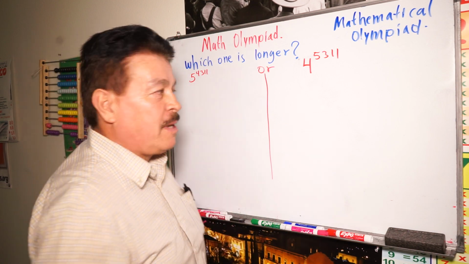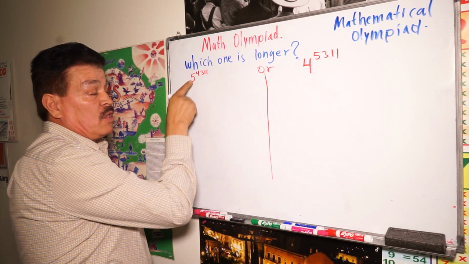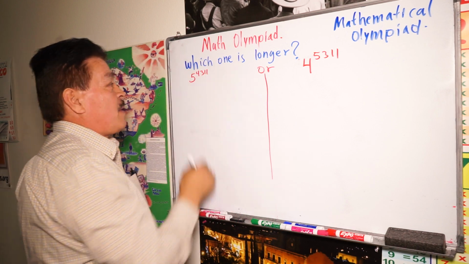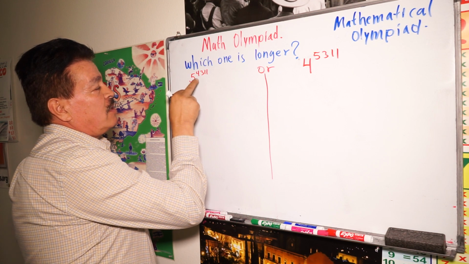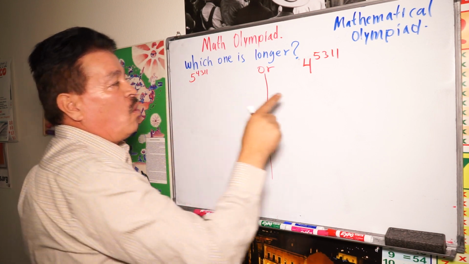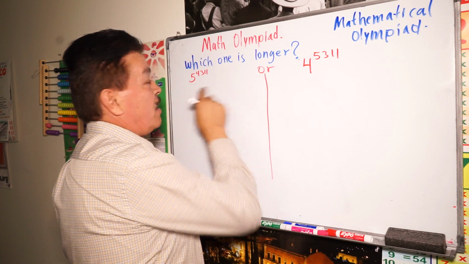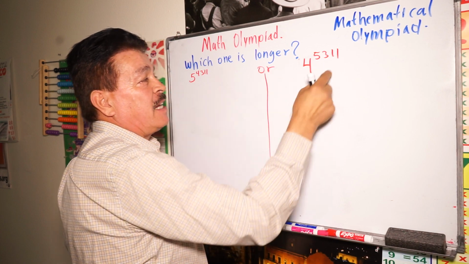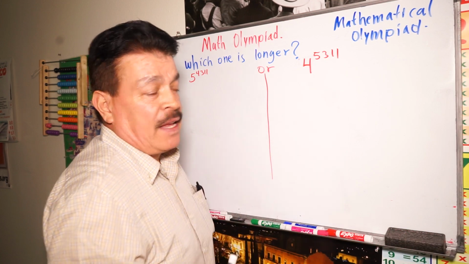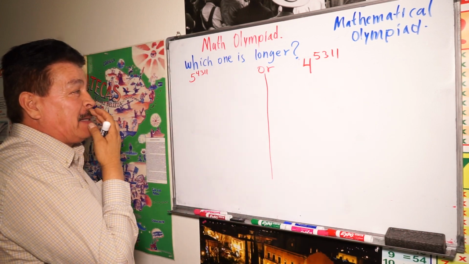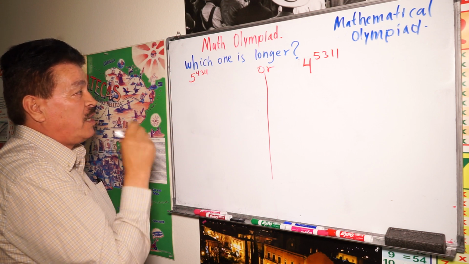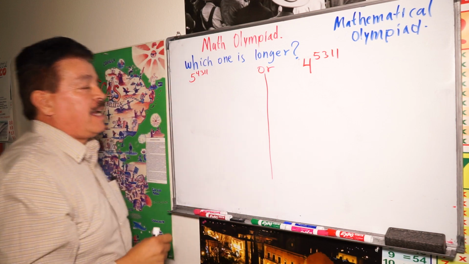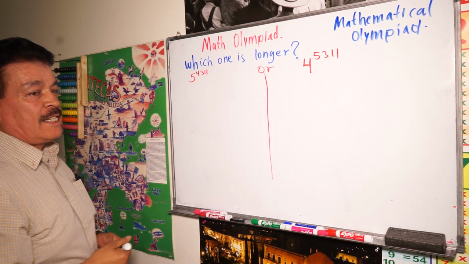This is our problem. We have here 5 to the 4,311 power, or this is 4 to the 5,311 power, okay? So we need to show which number is longer. Let me start the process.